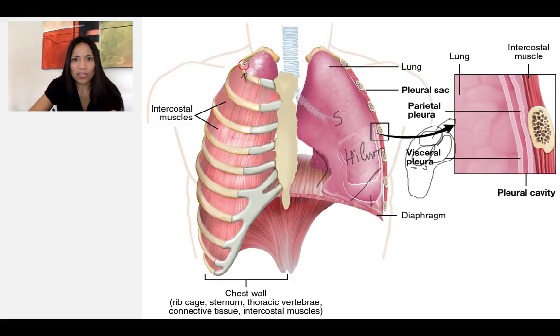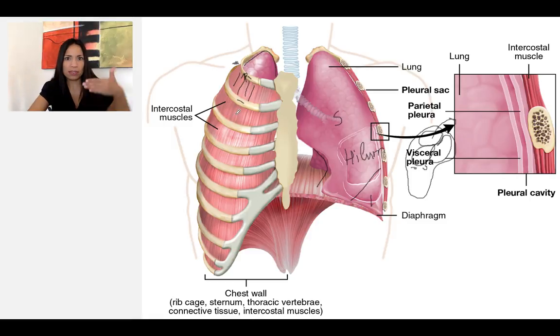And see how it projects, the apex of the lung projects above, or superior to, the first rib, and it cannot be felt, but it projects into the supraclavicular space in here, behind the clavicle. And here we can see the intercostal muscles, the muscles located in between the ribs.